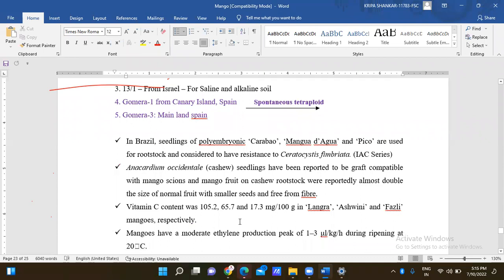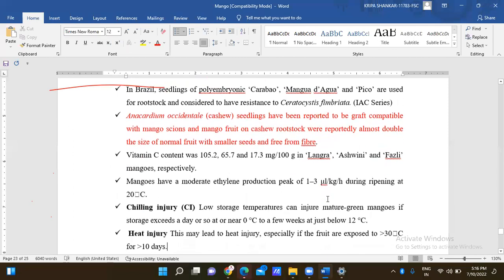Remaining things are already mentioned. One interesting thing I will tell you in one minute. Anacardium occidentale seedlings have been reported to be graft compatible with mango scion. Mango fruit on cashew rootstock were reported almost double the size of normal fruit, with smaller seed and free from fiber. Remember it nicely, that is a very important question. Anacardium occidentale can also be used as a graft compatible rootstock.